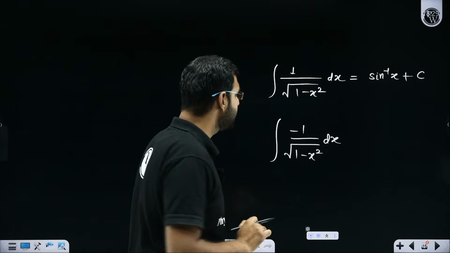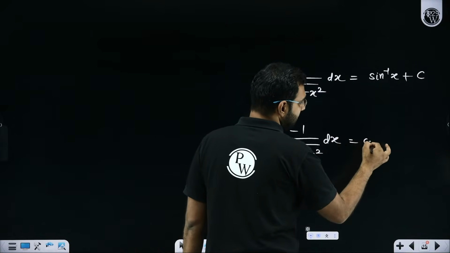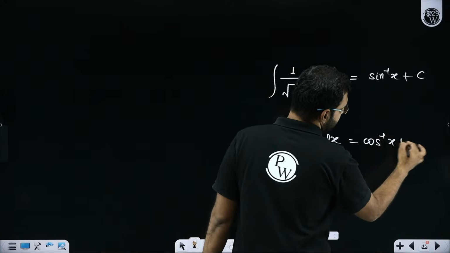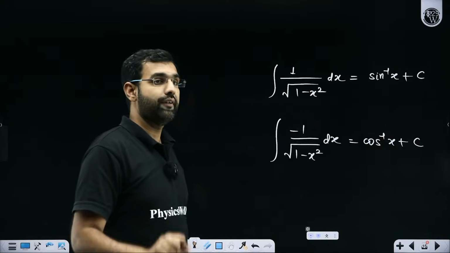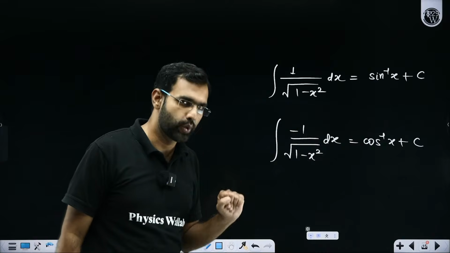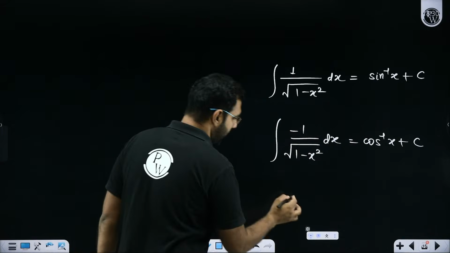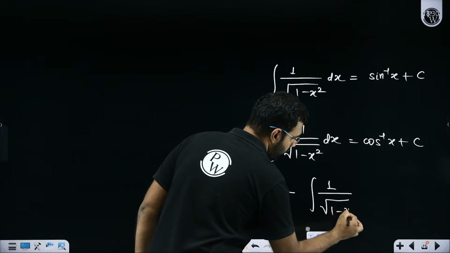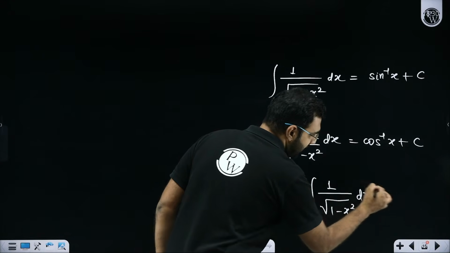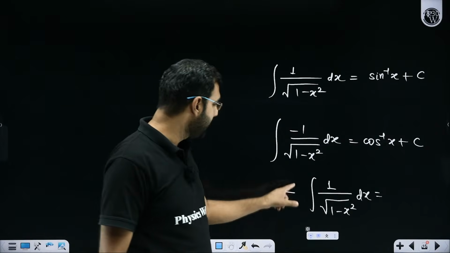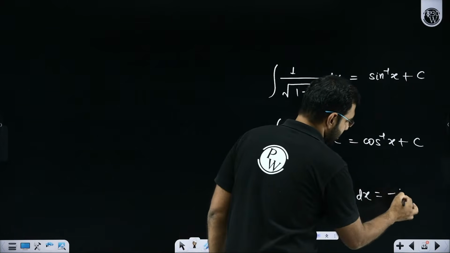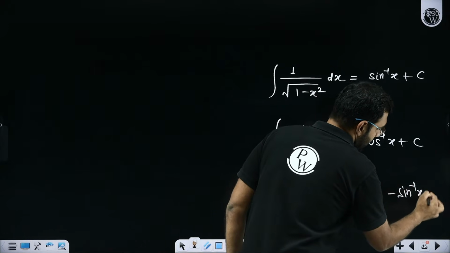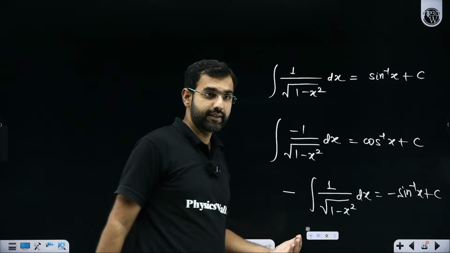So sir, in that case, you can write it as cos inverse x plus c. But sir, what if I put this minus sign outside? You can. If you put this minus sign outside, it will become minus of integration of 1 upon under root over 1 minus x square. In that case, this integration will be negative of sine inverse x, because this is sine inverse x. Are you getting this, everybody?